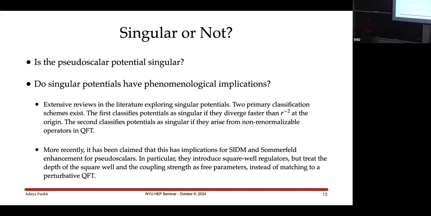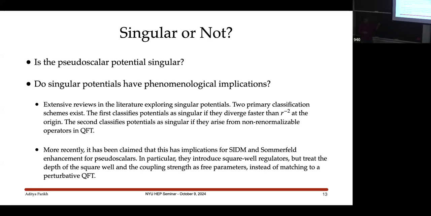Now, going back to your question, Josh, about whether these things have phenomenological implications: I was able to do this entire analysis without ever having to worry about the apparent singularity occurring at the origin. That begs the larger question of, is this potential actually singular? And more broadly, do singular potentials have any place in explaining the physics or phenomenology that we see?